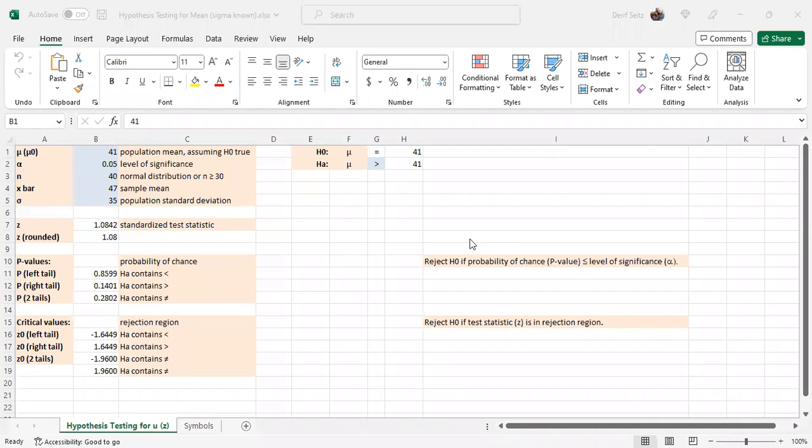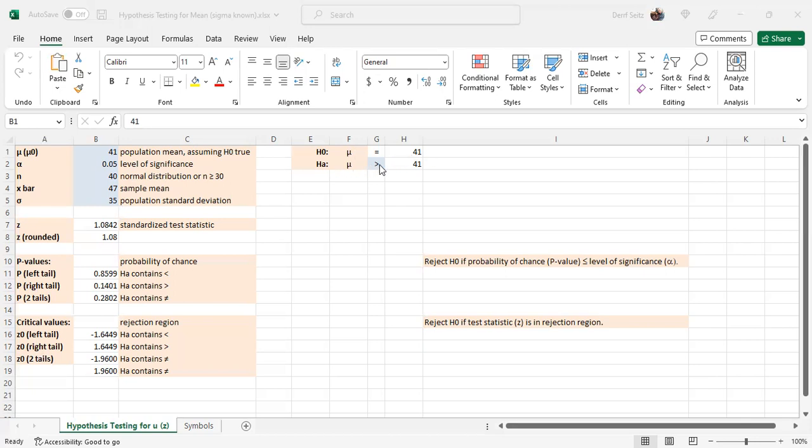This video shows how to complete a hypothesis test for the population mean when sigma is known. First, you set up over here your null hypothesis and your alternative hypothesis. The null hypothesis always has the equality condition, in this case with the mean being 41.